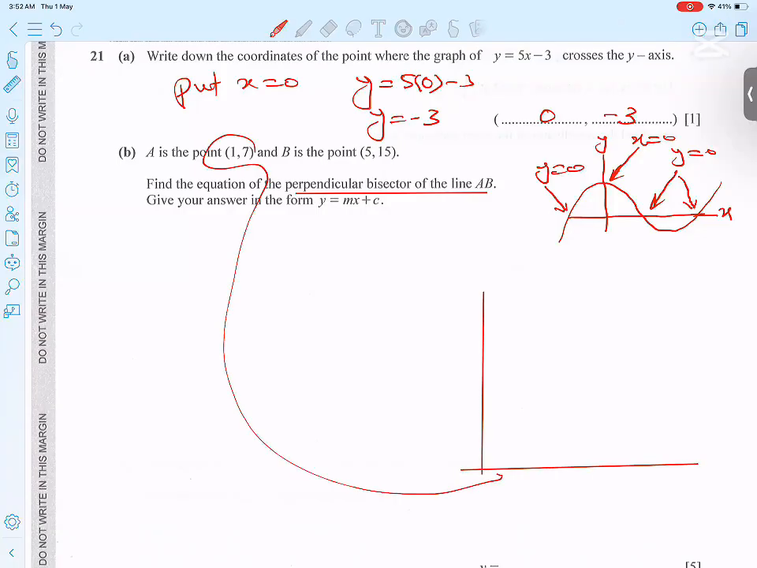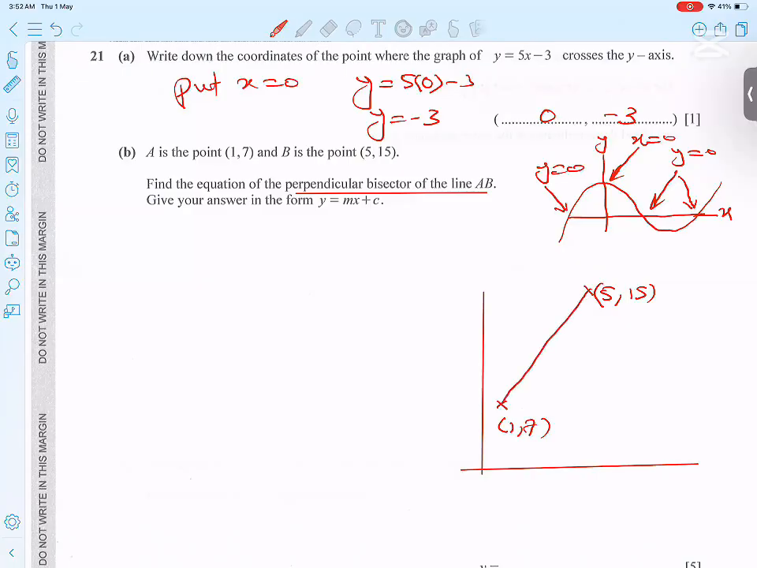Where is (1, 7)? Approximately 1 here and 7 somewhere here. So this is the point I have taken, (1, 7). Where is (5, 15)? So 1, 2, 3, 4, 5, and 15 somewhere here. So this is (5, 15). As a teacher, I suggest that when coordinate geometry questions come, try your level best by sketching. For your knowledge, this is a line which makes 90 degrees with a line and passes through the midpoint.